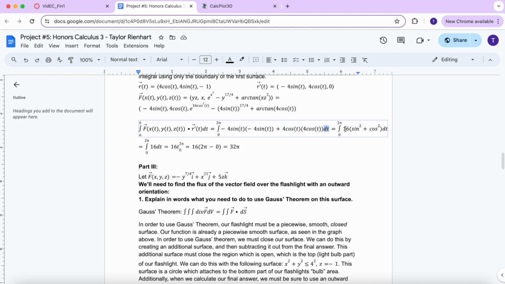This is the same thing as 16 factored out of sine squared t plus cosine squared t. Now sine squared t plus cosine squared t is a trig identity, and that adds up to 1. So here we have 16 times 1 dt, which we also have represented over here. This can be evaluated as 16t, where t is evaluated from 0 to 2 pi. If we factor out the 16, we have 16 times 2 pi minus 0, which is the same thing as 16 times 2 pi, which is 32 pi.